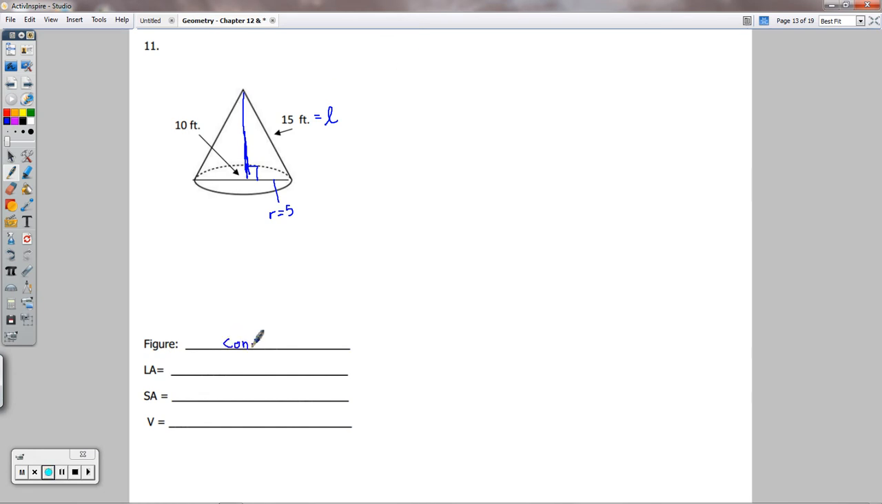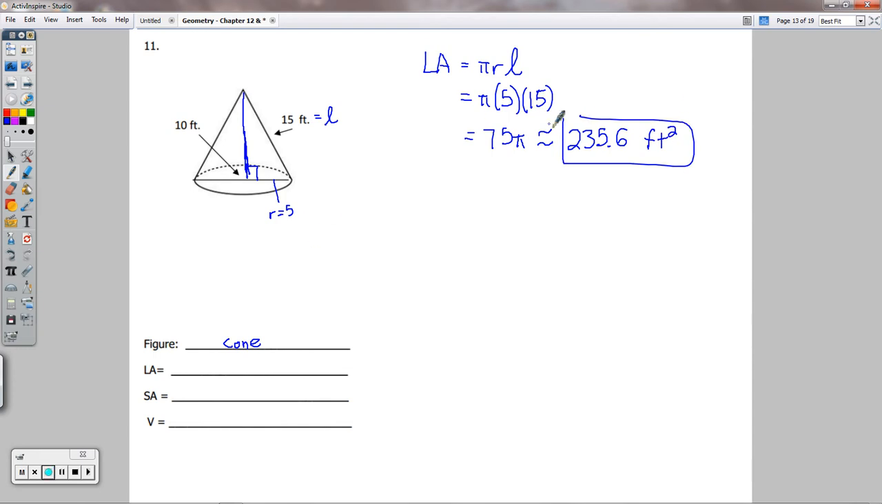First of all, it's a cone. Lateral area is going to be pi r L. So you've got pi times 5 times 15. That would be 75 pi. And 75 times pi, if we round that off, we get about 235.6, that'd be feet squared. If it said leave it in terms of pi, we'd say that, but I'll write the approximate answer here.